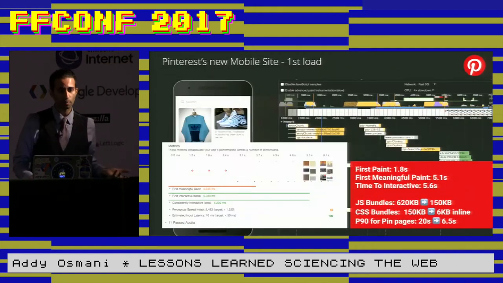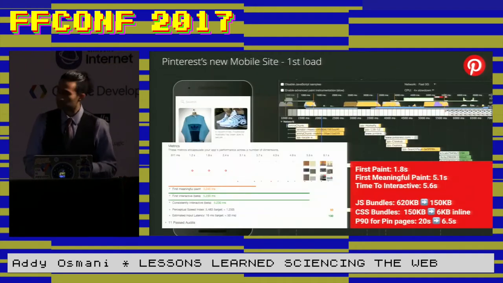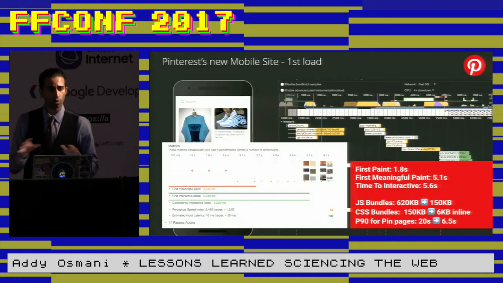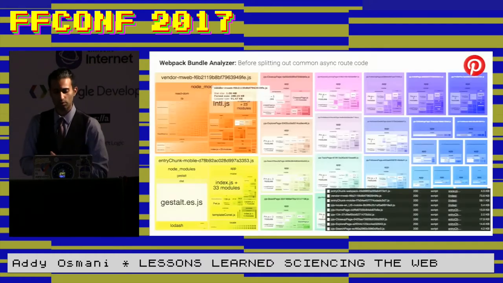After adopting a lot of these patterns for efficiently loading their JavaScript up, the picture completely changed. They're able to get interactive in under 6 seconds. Their JavaScript bundle costs went down all the way to 150 kilobytes from 620.